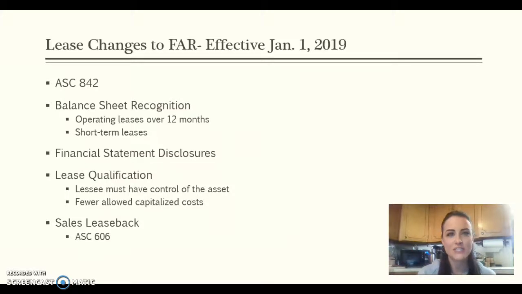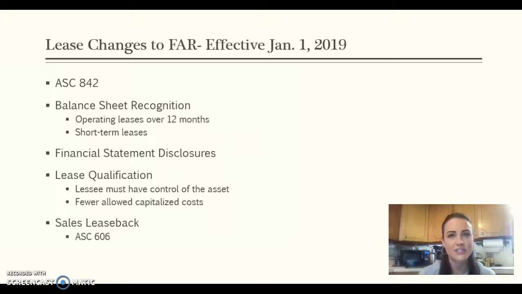So the only content change to FAR has to do with leasing. In 2016, FASB issued ASC 842. Prior to this, companies were not required to put long-term capital leases or operating leases on their balance sheet. Now they're required to put them on their balance sheet. However, they're not required to do so for their short-term leases. The financial statement disclosures under ASC 842 are a lot more extensive and detailed now, so that part is going to be tested over in FAR as well now.